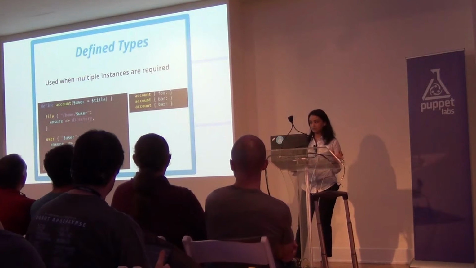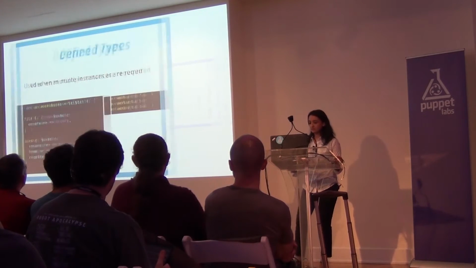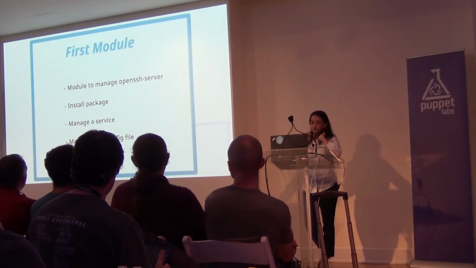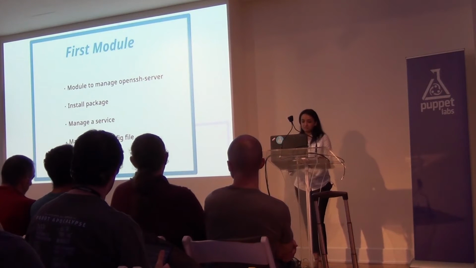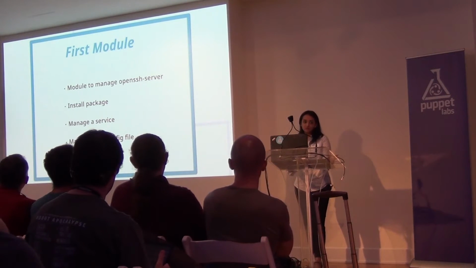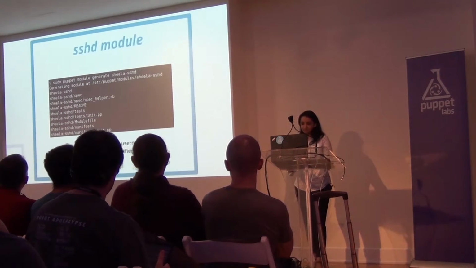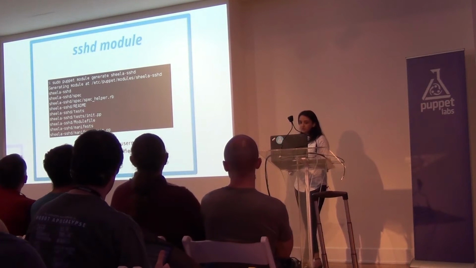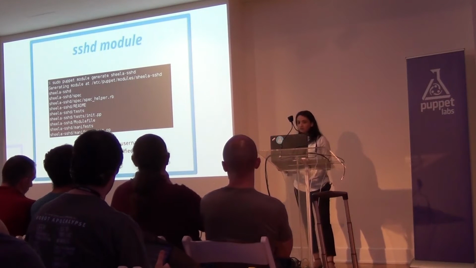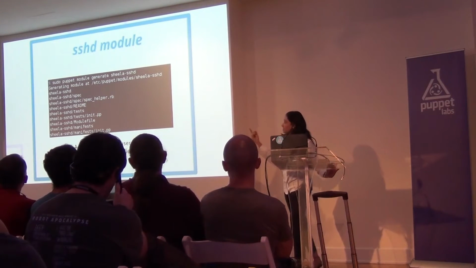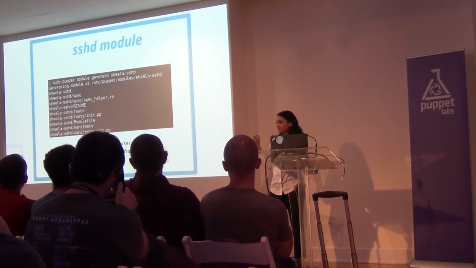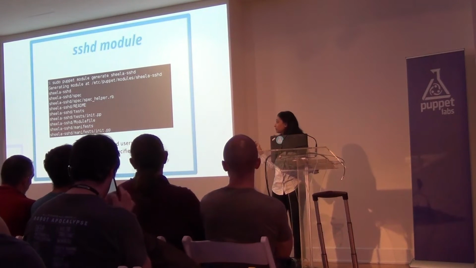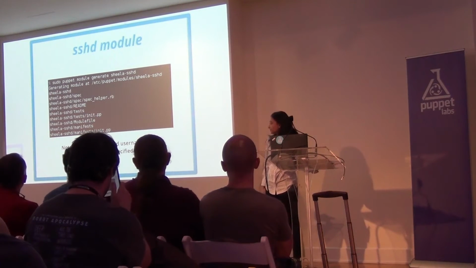So identifying this is kind of important before you start writing your classes. So we'll go ahead and create a first module, which is a simple module that manages OpenSSH server. All it does is install a package, manage a service, and manage an sshd config file. There's a Puppet face called puppet module that you can use to generate the basic directory structure and the basic files. So all you need to do is puppet module generate, specify a username-modulename, and it's going to create the directory structure for you just like that.